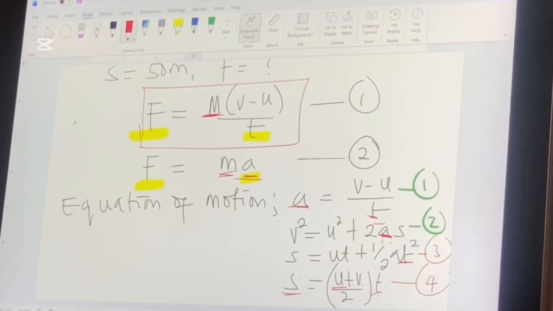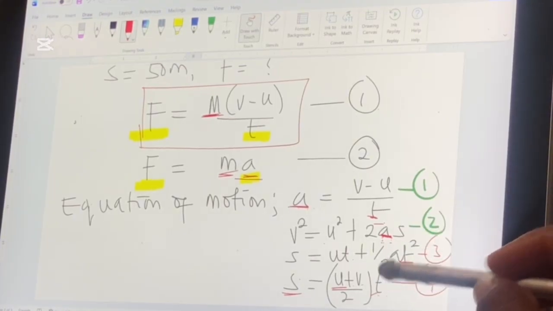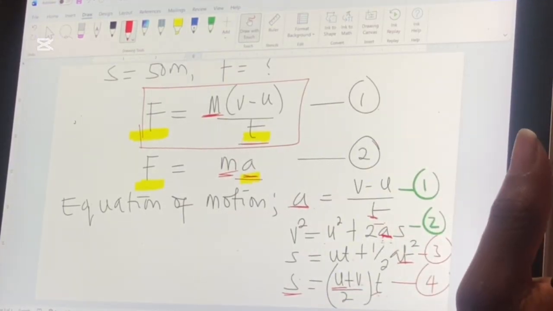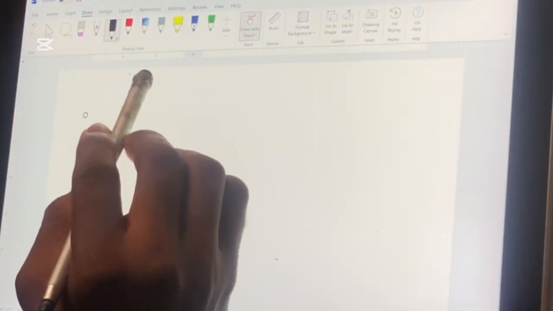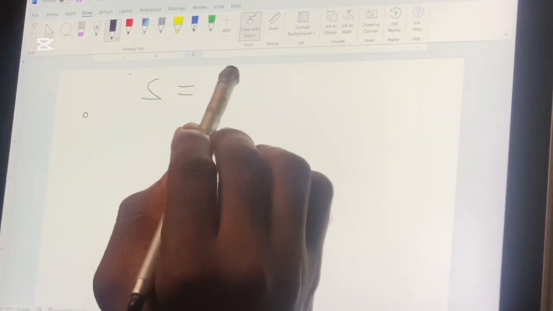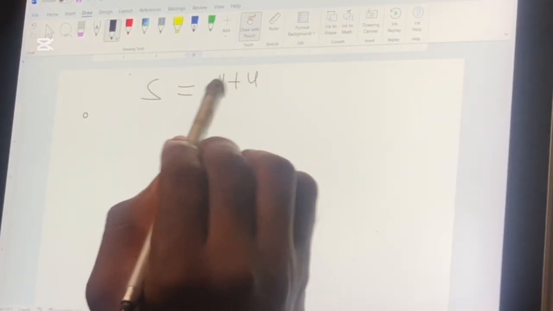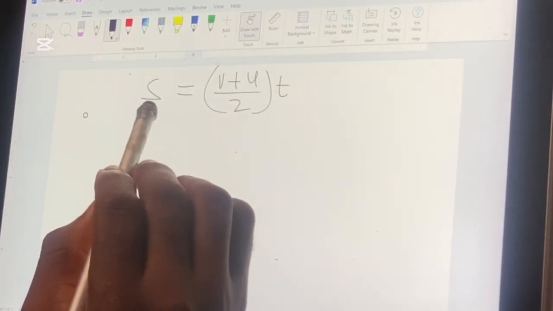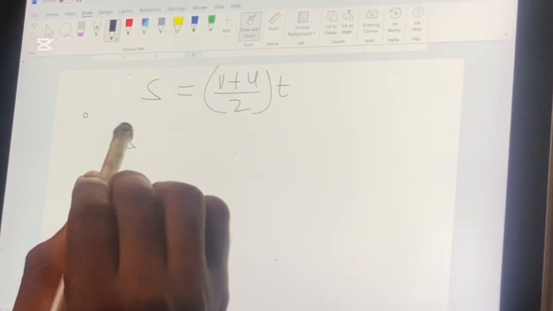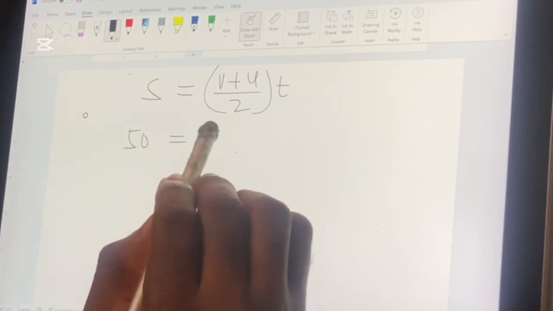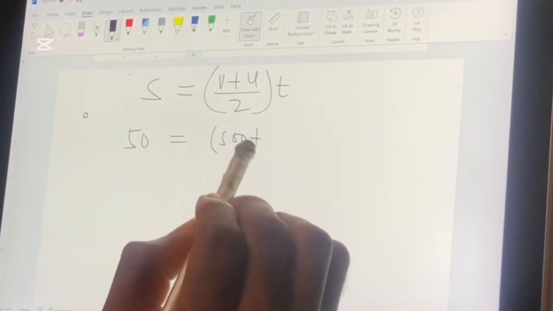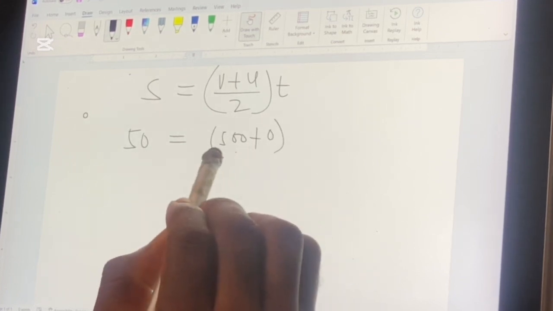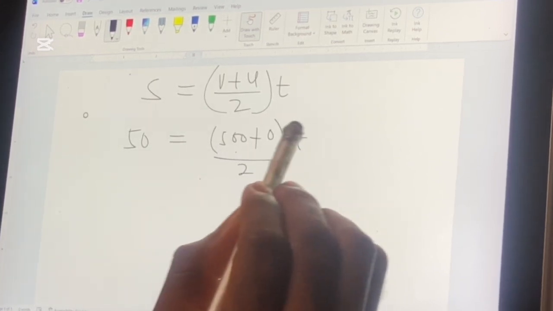So let's use equation 4 here to calculate for t and later replace t into this formula here. Are you okay with that? Okay, let's do that. Equation 4 is s is equal to v plus u over 2 times t. So let's replace s. s is 50, is equal to 500 plus 0 over 2 times t.